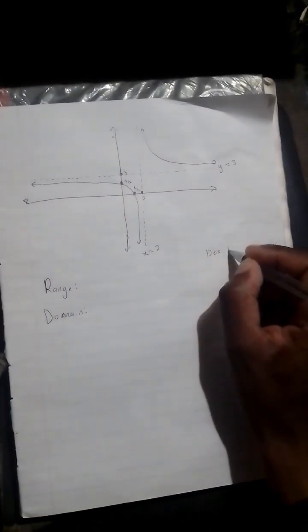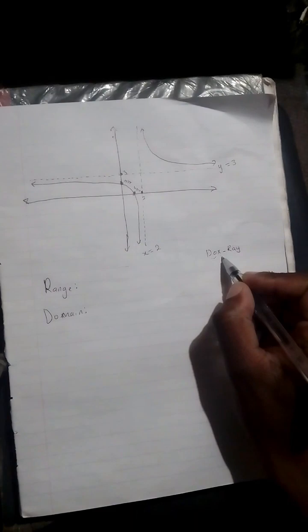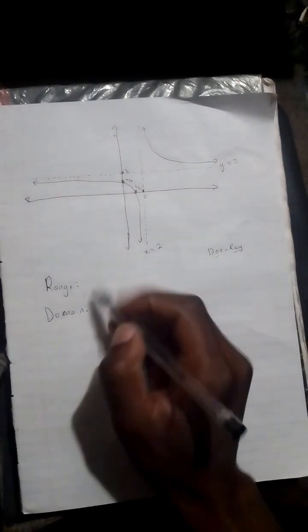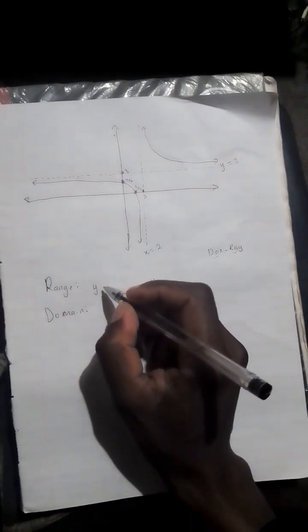Range and domain for a hyperbola is very easy to remember, right? I usually use this short reminder for myself, DoXRoY. Whenever I talk about domain, I look at the x values. Whenever I talk about the range, I look at the y values, right? So for range, I'm going to look at the y values.